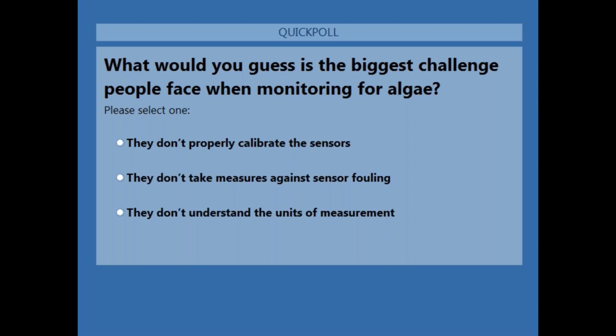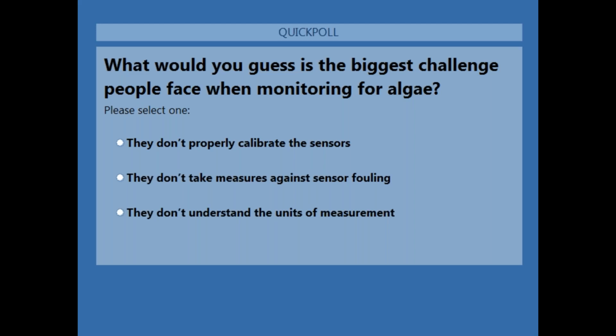Terrific, Stephanie. Thank you. The poll has been launched and we now invite the audience to reply. What would you guess is the biggest challenge people face when monitoring for algae? Please select one of the below. They don't properly calibrate the sensors. They don't take measures against sensor fouling. They don't understand the units of measurement. So Stephanie, we'll just give the audience a few seconds to answer.